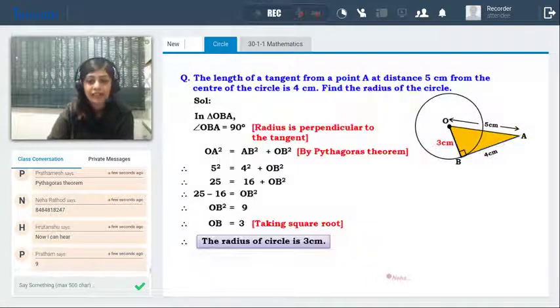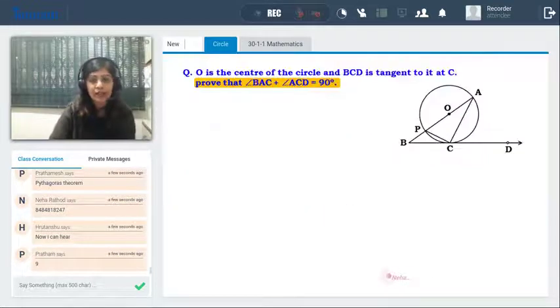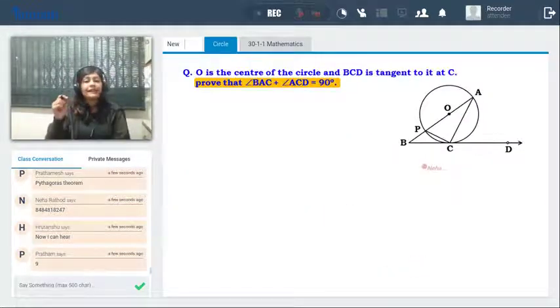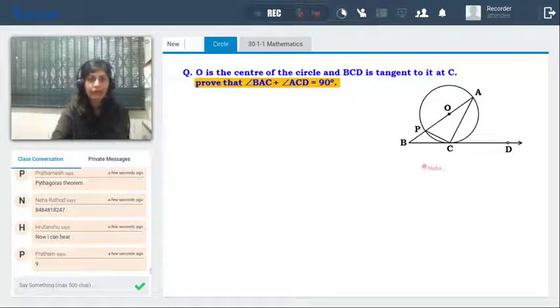Okay, so we move ahead to the next sum. We know this is 3. Now the next question. Students, pay attention to this question. Like I said, we will see how to approach the sums. Now, O is the center of the circle and we have BCD as a tangent. Students, BCD is just a straight line, so you can also call it BC or BD or CD, doesn't matter. BCD is a tangent to it at C. C is your point of contact.